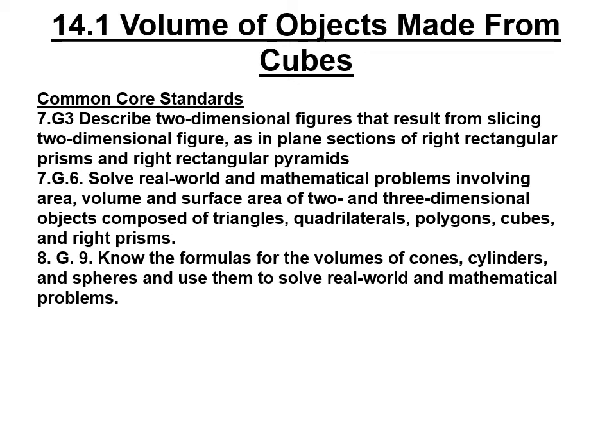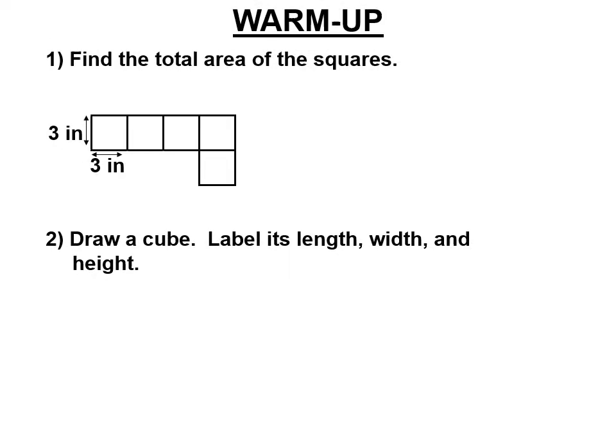Welcome to 14.1, volume of objects made from cubes. We're going to understand volume, and we're going to start with the shape of a cube. So we did area, the two-dimensional space taken up by an object, of squares in our last unit. If that is 3 inches by 3 inches, that's 9 square inches. And if that one's 9, all these others are 9, and there's 5 of them. So the total area is 5 times 9, 45 square inches.